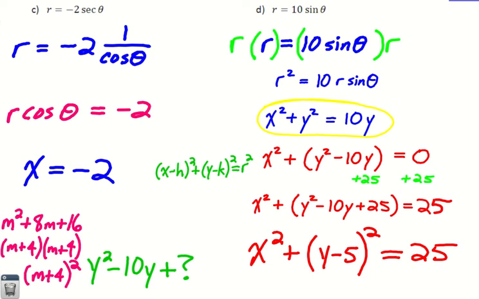Which now technically makes this into circle form. And if you're able to get to here by completing the square, that is going to be worth bonus points on the test. And that is what section 3.3 is all about.